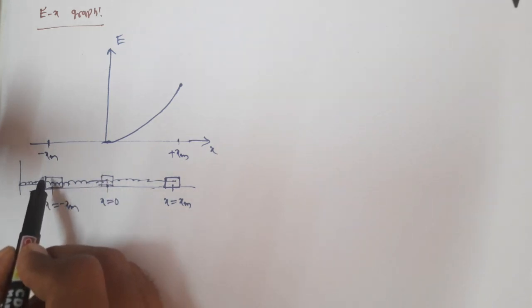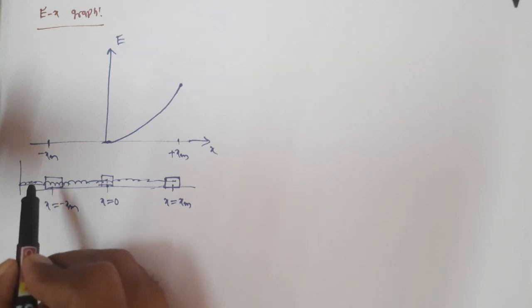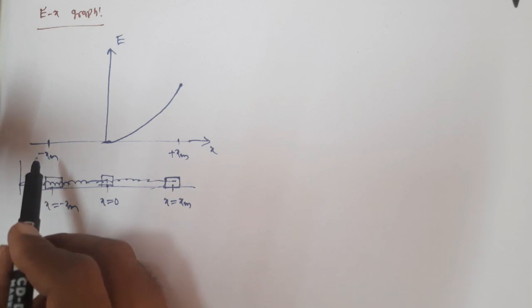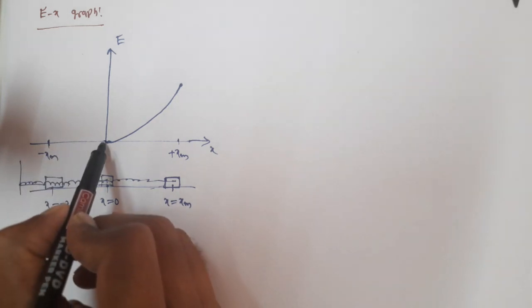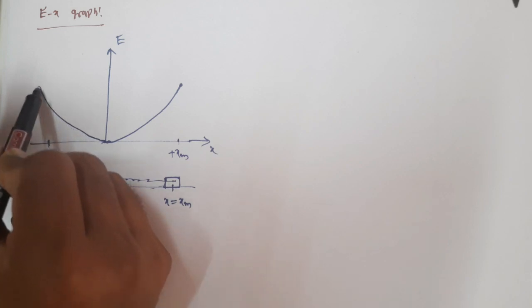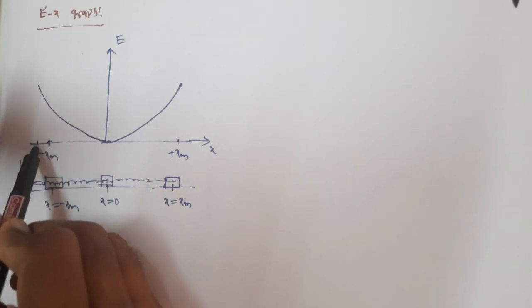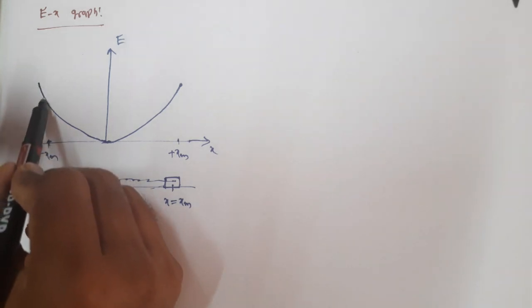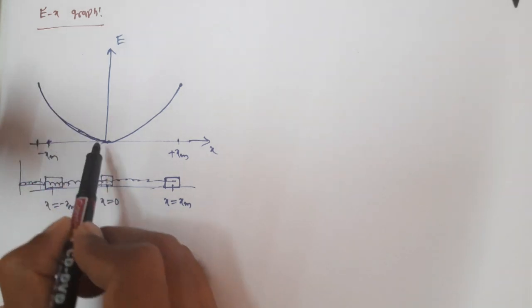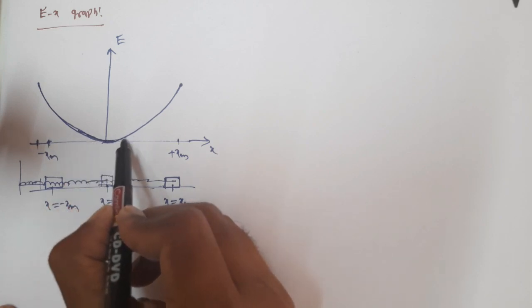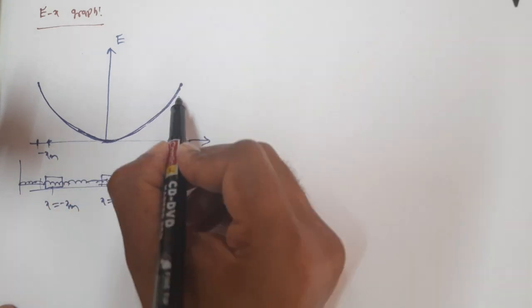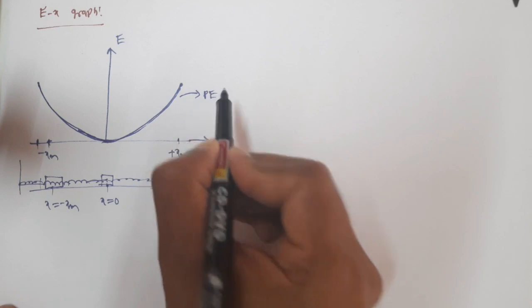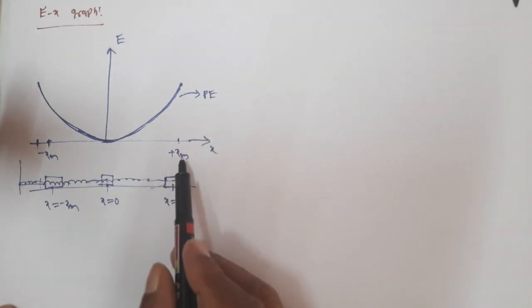Whether the x value is positive or negative, what is the potential energy stored in the spring? Half k x square. So whether x is positive or negative, the potential energy stored in the spring is positive. So again it increases, and it becomes maximum like this. Let's say this is minus xm. So we get a graph like this. This graph indicates potential energy versus x.